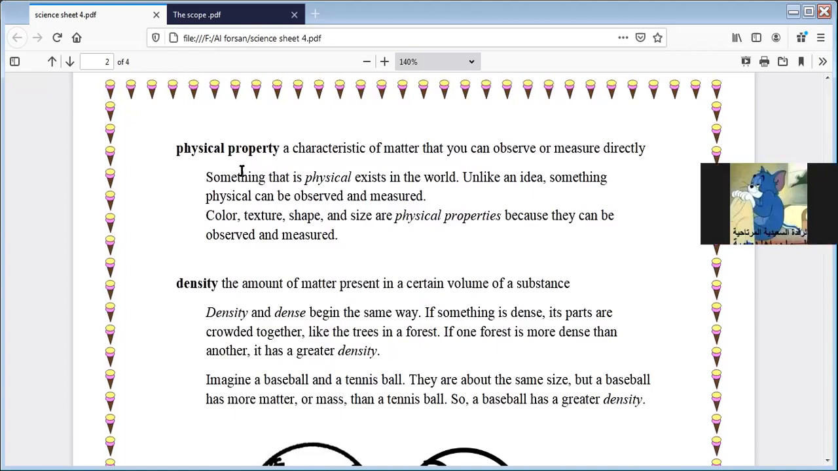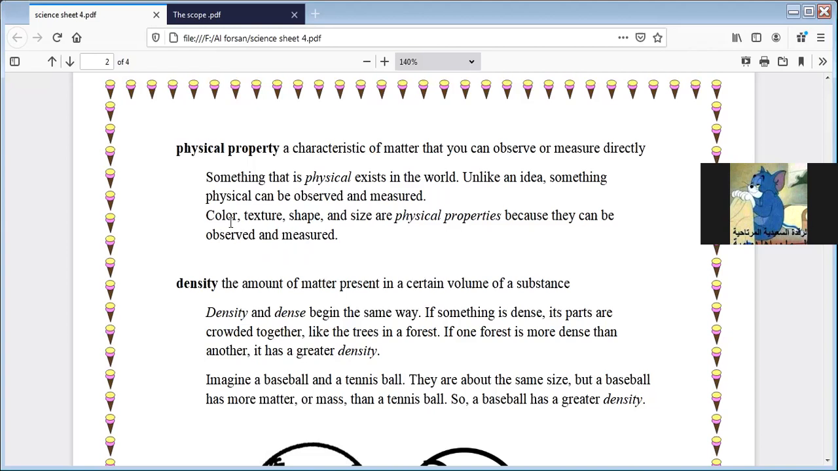What is physical property? A characteristic of matter that you can observe or measure directly. Something that is physical exists in the world, unlike an idea. Something physical can be observed and measured. Color, texture, shape, and size are physical properties because they can be observed and measured.